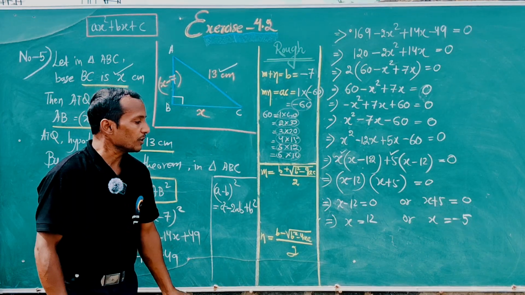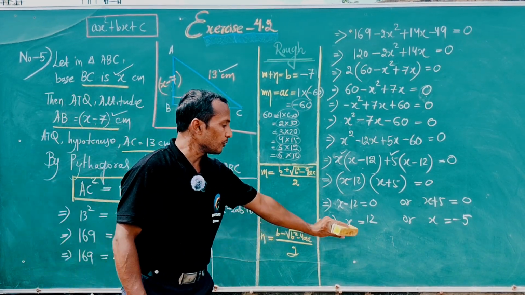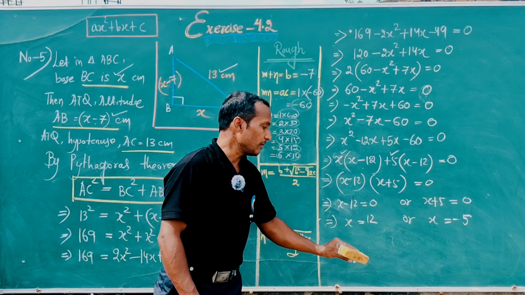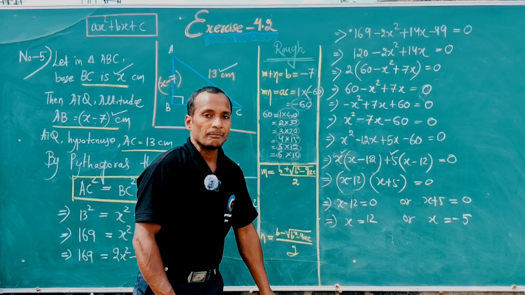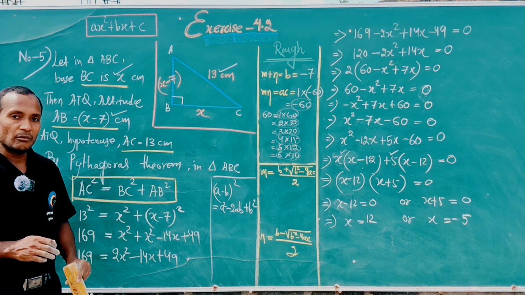So we solved the quadratic equation. We got two values of x, because in a quadratic equation we get two roots. So we got two roots, x is equal to 12, x is equal to minus 5. Alpha is 12, beta is minus 5. But for our situation, are both the values suitable or will anything be avoided?